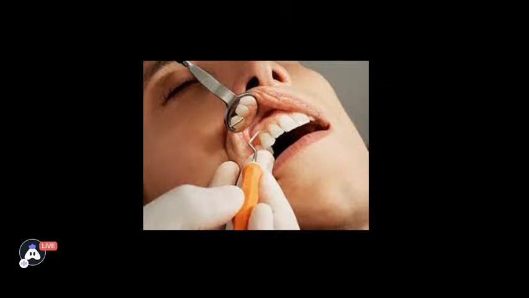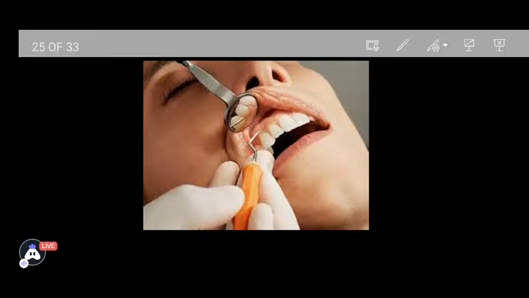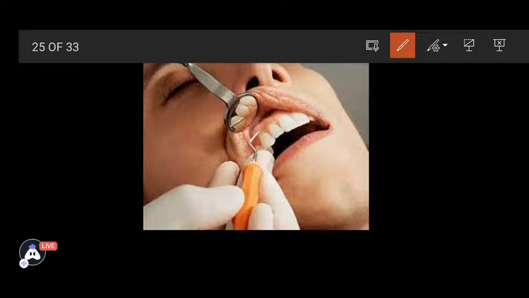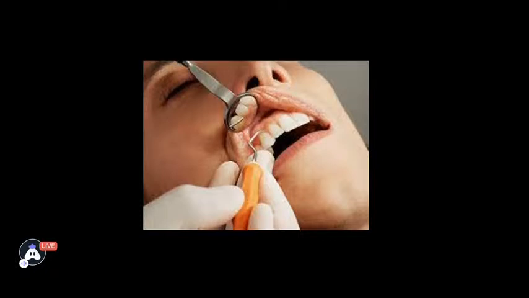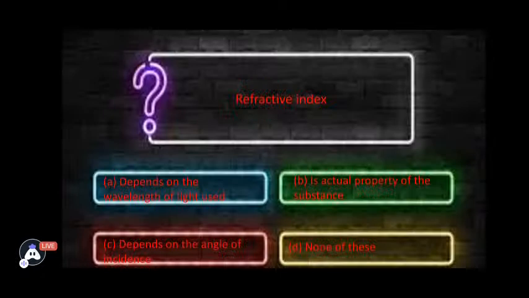You can even see this image depicts how the mirror is showing the image, and the image is a little bit magnified so that the dentist could work upon it clearly. So the correct option is concave mirror. Very well answered. Moving ahead to the next question.